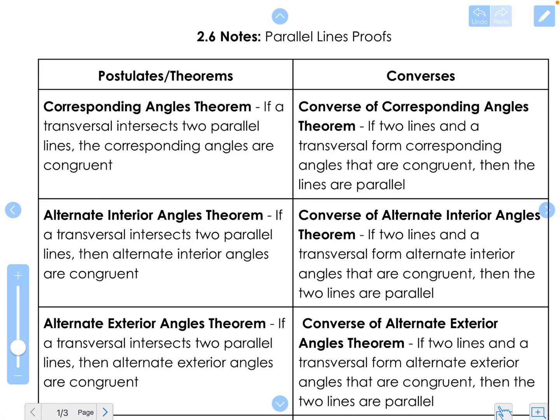All right, welcome to Coach Taylor's class notes, and today we're going to use what we've learned about parallel lines and transversals, and we're going to turn them into proofs.